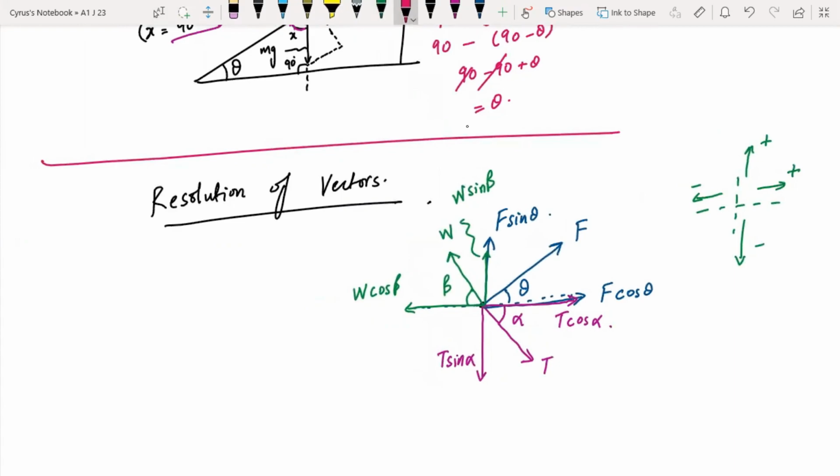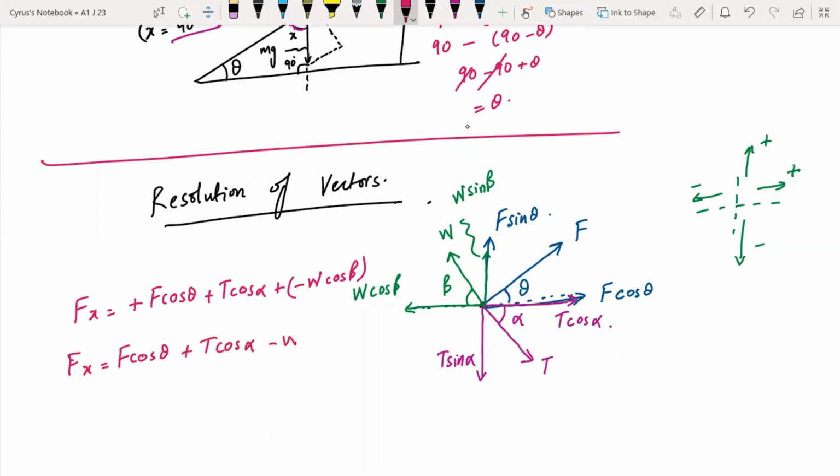अच्छा, अब अगर आप फर्दर इस पे बात करें तो ये आपके पास जो fx है x डायरेक्शन में, वो तो है क्या होगा जी? प्लस f cos of theta, ठीक है, प्लस t cos of alpha minus w cos of beta, because it is towards the left. So you are only dealing with the horizontal components at the moment. That's why I've written here x. So this becomes fx is equal to f cos of theta plus t cos of alpha minus w cos of beta. You'll get one equation here.